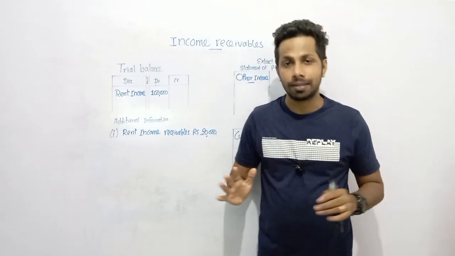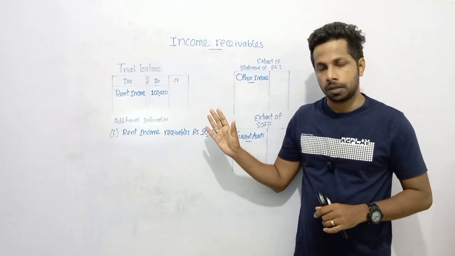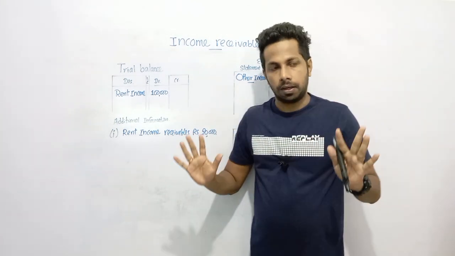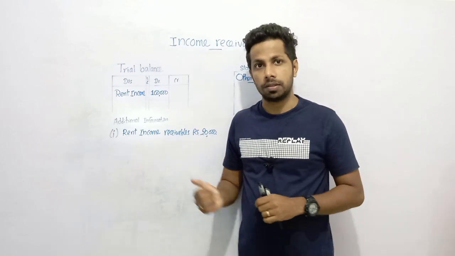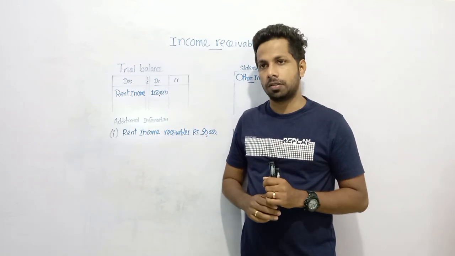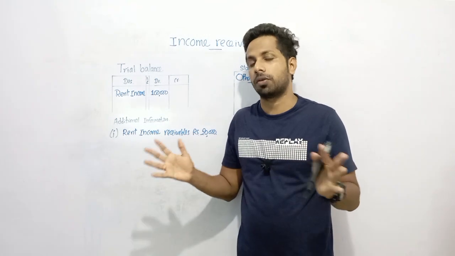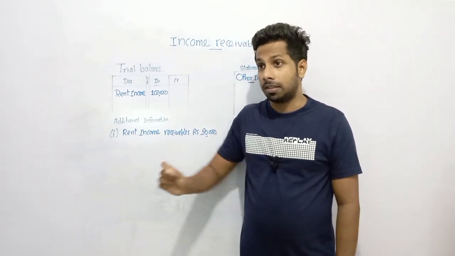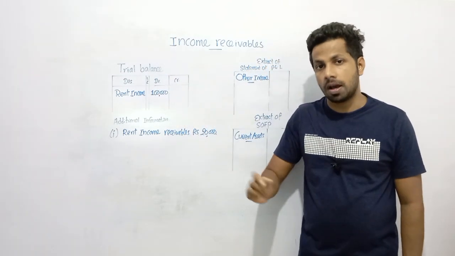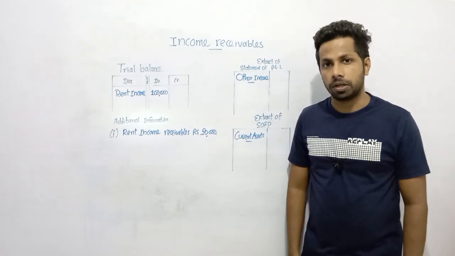Right, okay, the second adjustment, that is income receivables. Income means income, but now you can see income as receivables. So income receivable means out of the total income relevant for the period, a certain amount has not been received. So this is the amount which has not been received. This is the income which has not been received out of the total income relevant for the period.